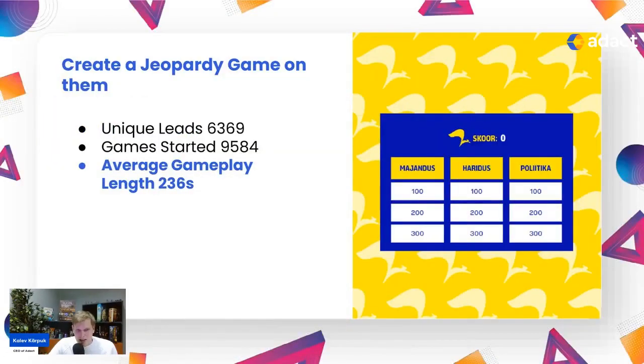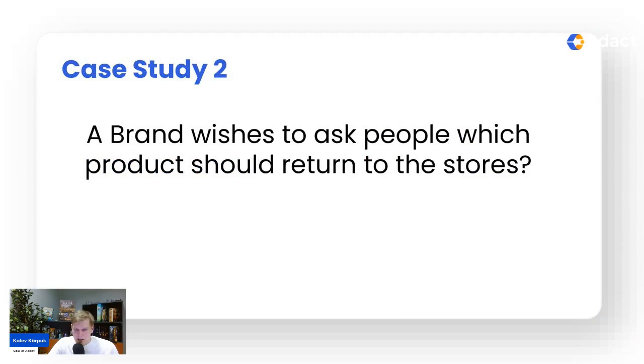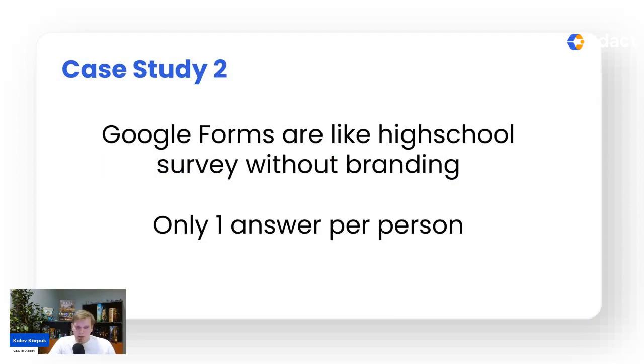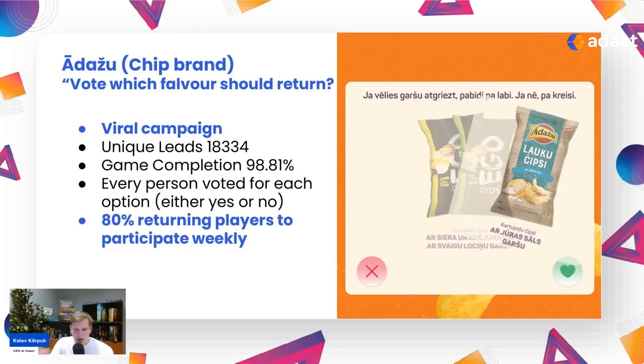Good. So going to the second case study, as I mentioned, a brand wanting to have voting on which product should return. But if you do a Google Form, it not only looks awful and doesn't look branded, there's only one answer per person. One person just votes for one specific product. So what can you do? This specific company created the same swipe game, like the Tinder game, so you can vote on which flavor should return.